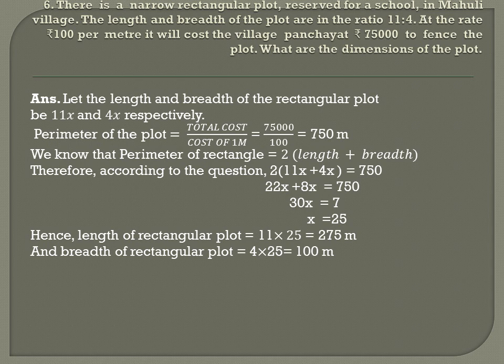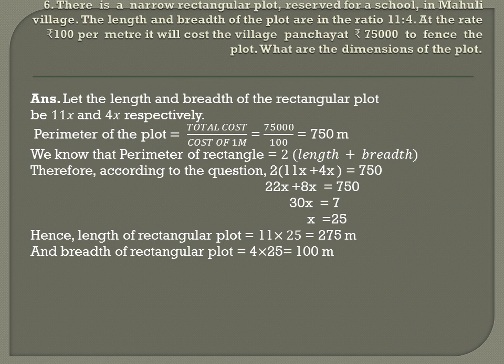Sixth question. There is a narrow rectangular plot reserved for a school in Mahuli village. The length and breadth of the plot are in the ratio 11:4. At the rate of rupees 100 per meter, it will cost the village panchayat rupees 75,000 to fence the plot. What are the dimensions of the plot? Here we have to find out the actual length and breadth of the plot. For that, some clues are given.